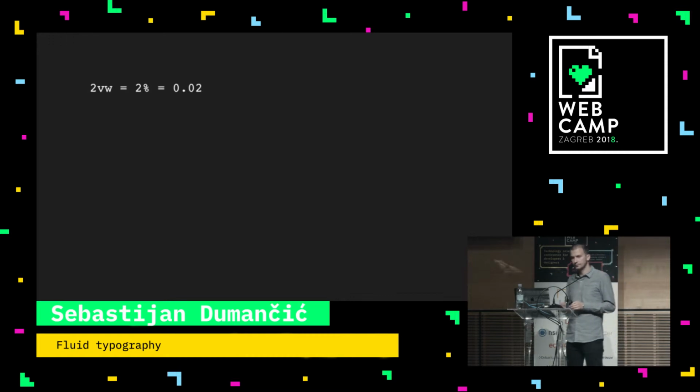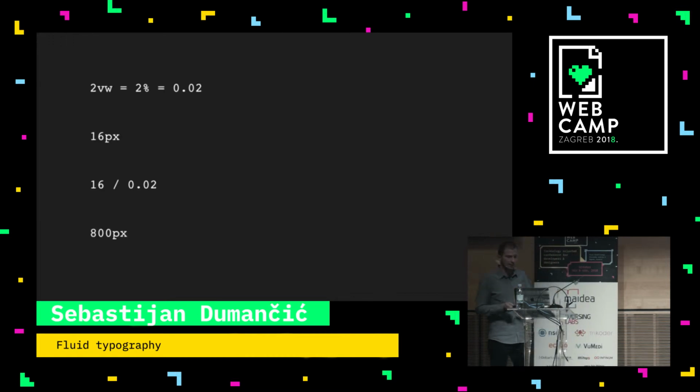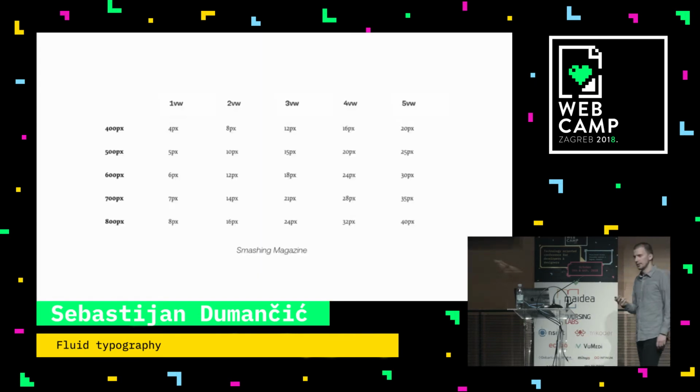Let's see, if we take 2 viewport widths as the base font size for the fluid part of our titles, and we want them to start with 16 pixels. Maybe it would be better for paragraphs, not titles, but we want them to start at 16 pixels. If we divide that 16 pixels by 2%, we get that it has to start at 800 pixels. It's okay, but it's very limiting.